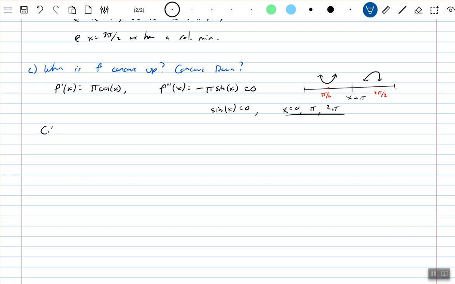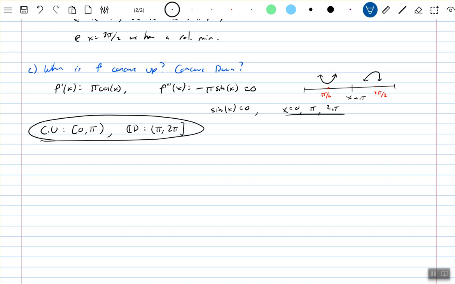So we have concave up from 0 to pi, non-inclusive of pi. And we're concave down on pi to 2 pi, inclusive of 2 pi. So that's how we determine concave up and concave down.